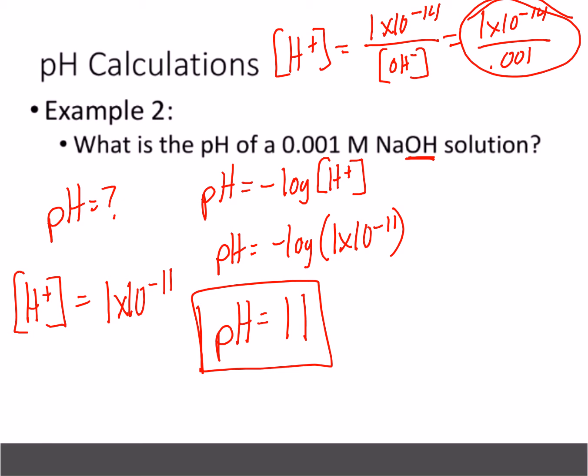Does that make sense with what solution we had? Absolutely, guys. We knew we started with a base, so we should have a pH that represents a base, which is greater than what? 7. All bases are greater than 7.